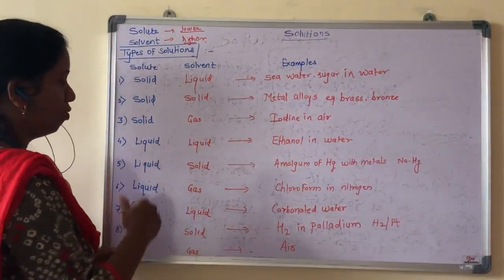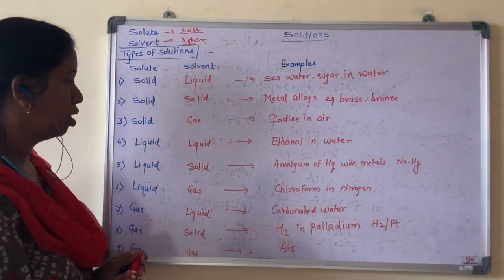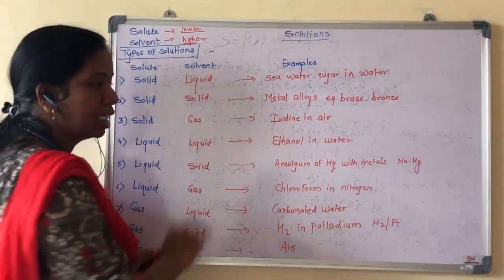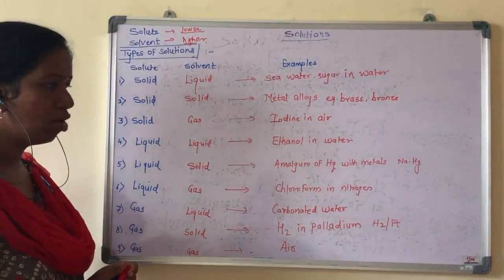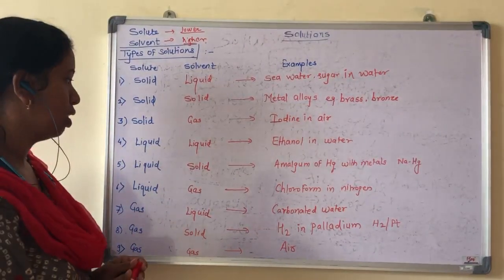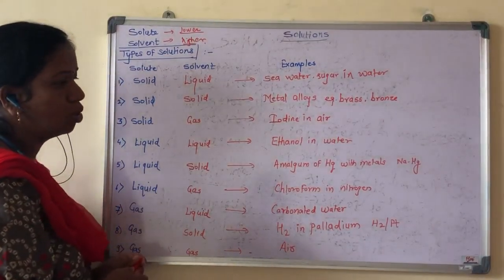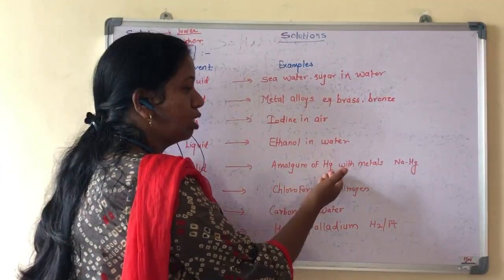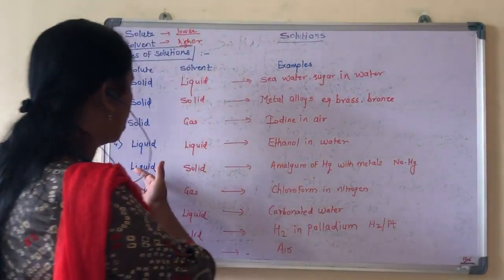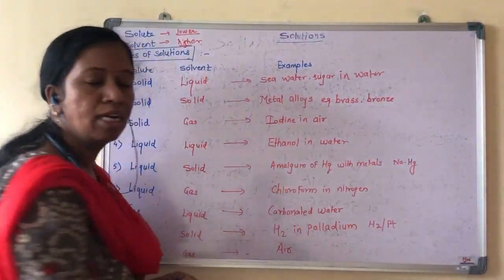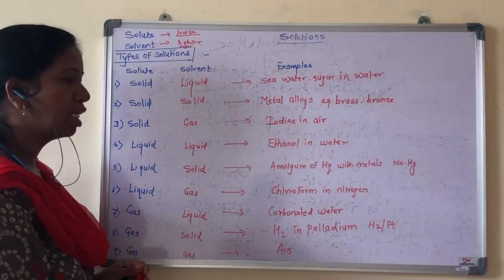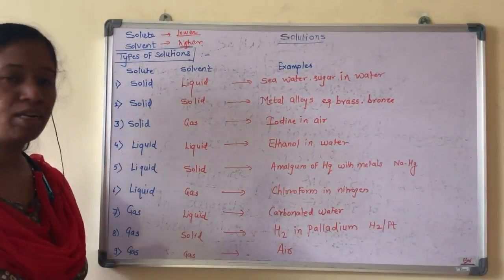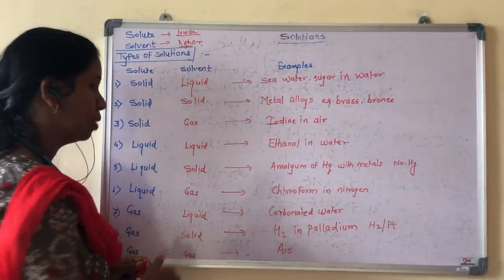If we take the example of a liquid solution, then there is a liquid solute and a liquid solvent, for example ethanol in water. Ethanol is in a liquid state, and water is also in a liquid state. Liquid in a solid: in organic reactions we use amalgam, that is mercury with metals. Mercury is in a liquid state and the metals are in a solid state. Then liquid in a gas: nitrogen in a gaseous state and chloroform in a liquid state, and they are mixed.